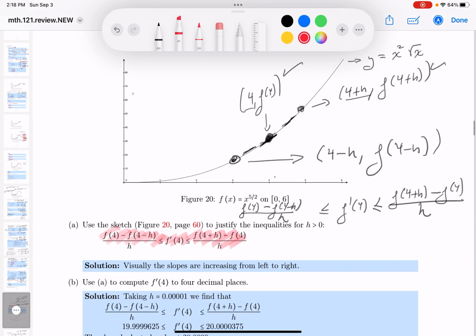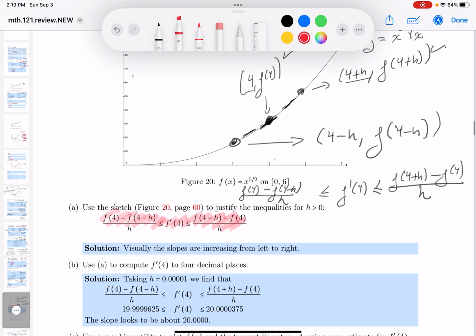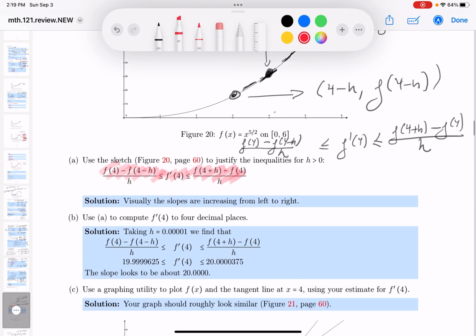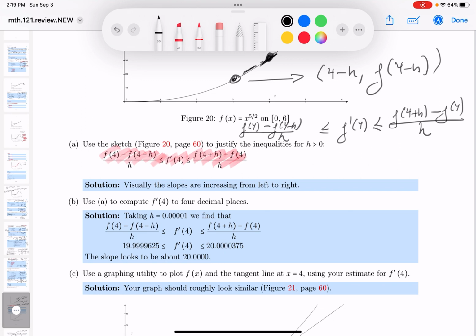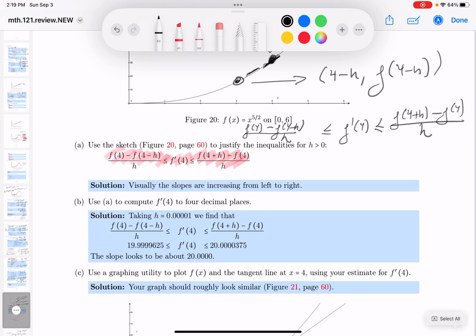They want me to compute this to 4 decimal places. And the way to do that, to be honest with you, I'd use a computer to do it. I wouldn't be doing these by hand computation, but I would be taking a really small h number. So remember what we did in the past. We would take h's, and by the way, h is greater than 0. All right? H is greater than 0.